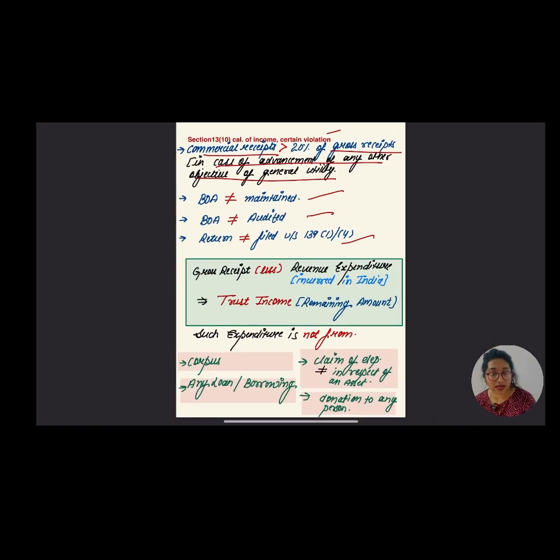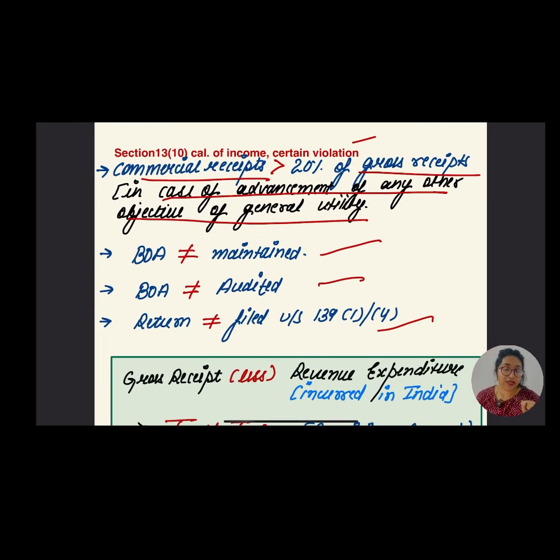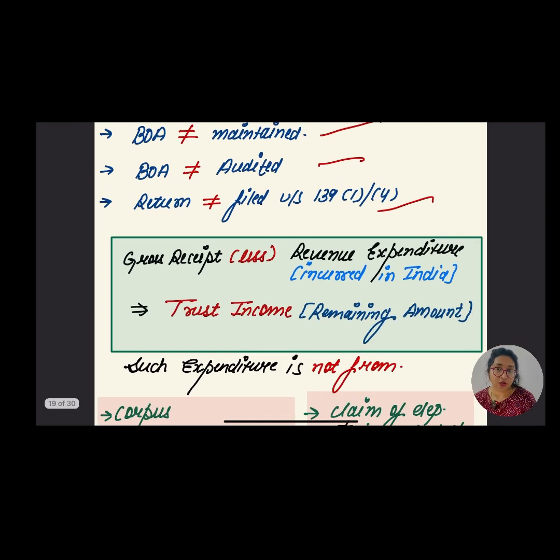So now we are going to calculate the income in these violations: if the amount exceeds that 20% of gross receipt; second, books of accounts are not maintained or not audited; and third, the return was not filed under the specified time limit under section 139 subsection 1 and subsection 4. Now we are going to compute the total income in case of violation. The gross receipt is to be reduced by which part? Not the capital expenditure. Here we are only going to take the revenue expenditure.